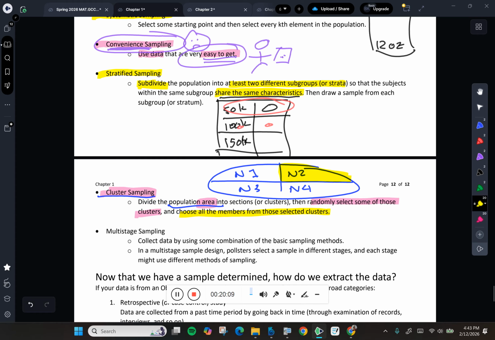Multi-stage sampling is where you take all of the things above and mix and match and use them however you want. You collect data using combinations of basic sampling methods. That's multi-stage data. All right.